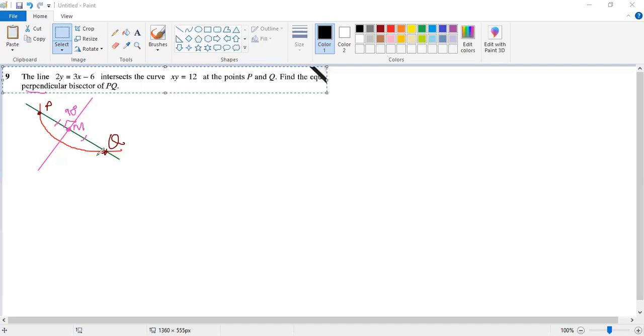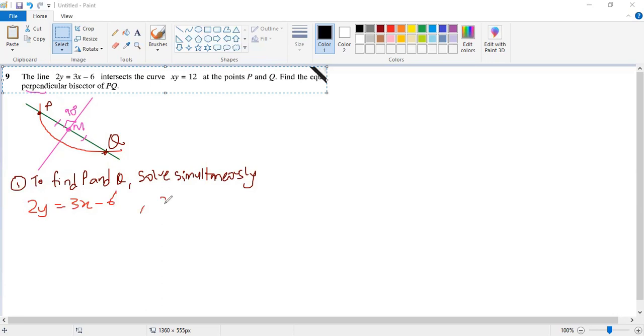So now let's begin with the first part, which is to find the values of P and Q. To find P and Q, we need to solve the 2 equations simultaneously. Let's have a look at the 2 equations first: 2y equals 3x minus 6, and xy equals 12. So we rewrite this as y equals 12 over x, the easier part, and substitute that into the former equation.